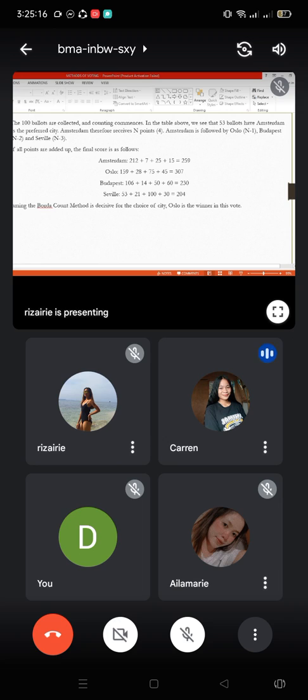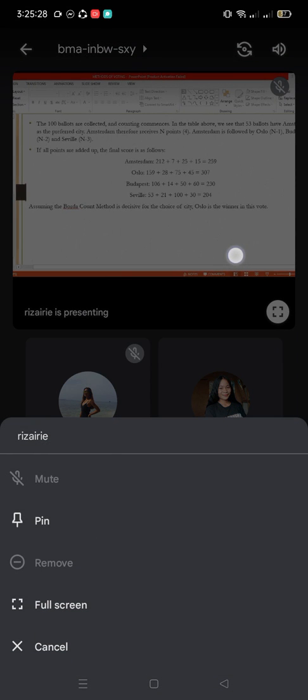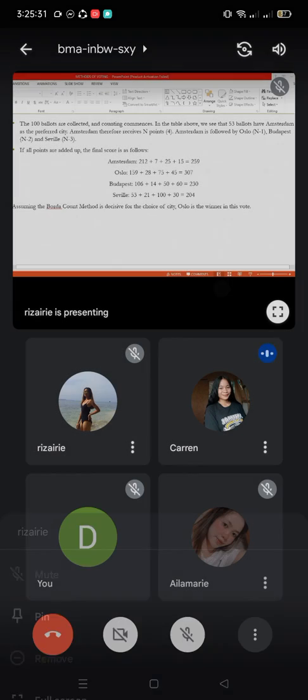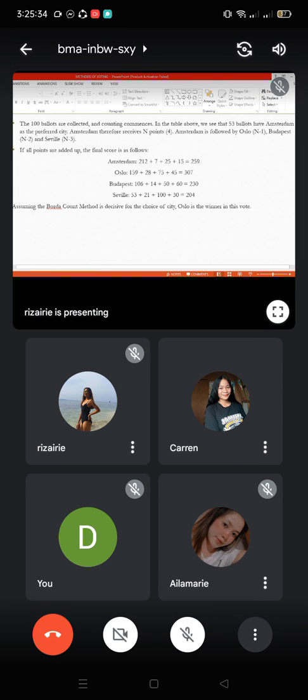Amsterdam is followed by Oslo n minus 1, Budapest n minus 2, and Sevilla n minus 3. If all points are added up, the final scores are as follows. Amsterdam: 212 plus 7 plus 25 plus 15 equals 259.